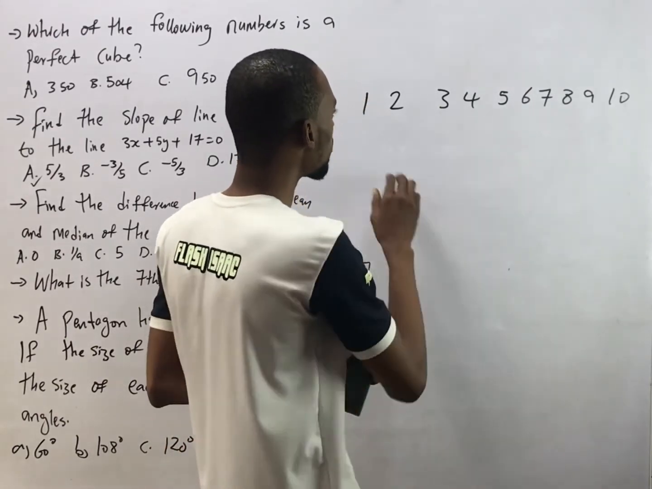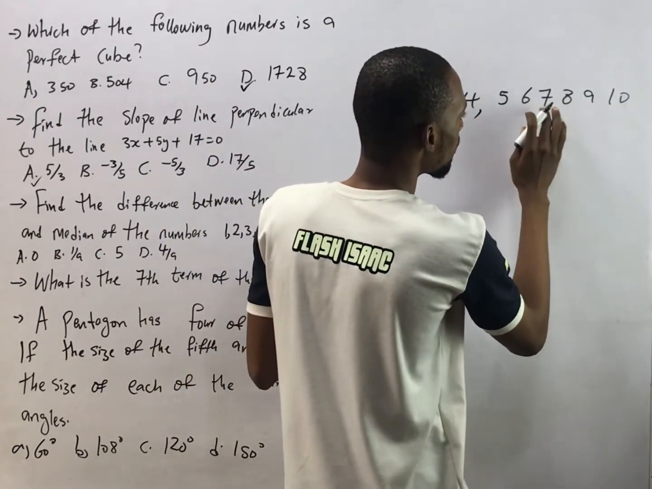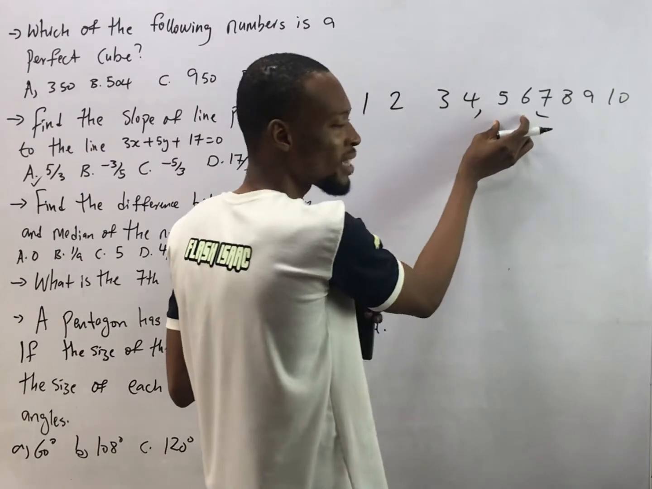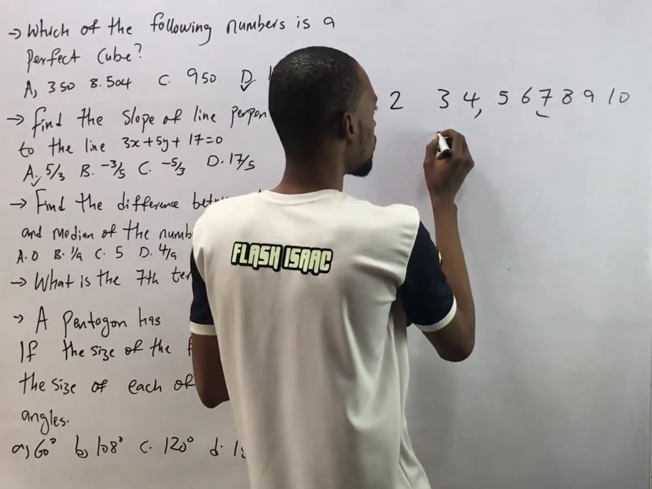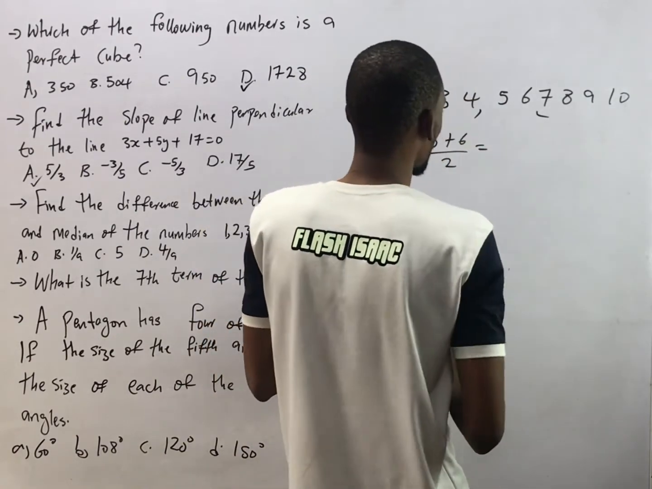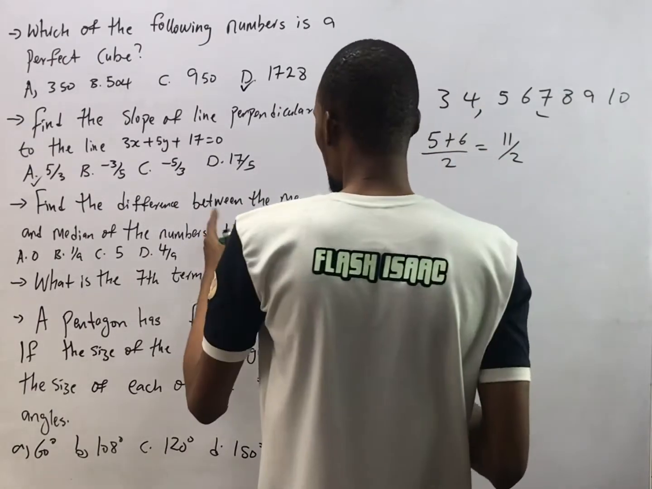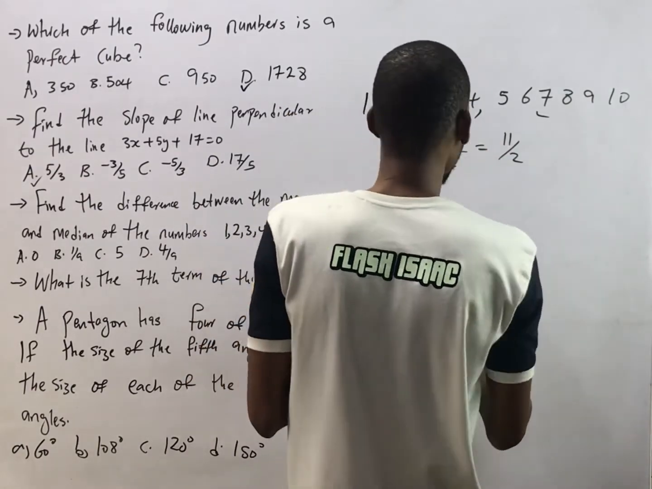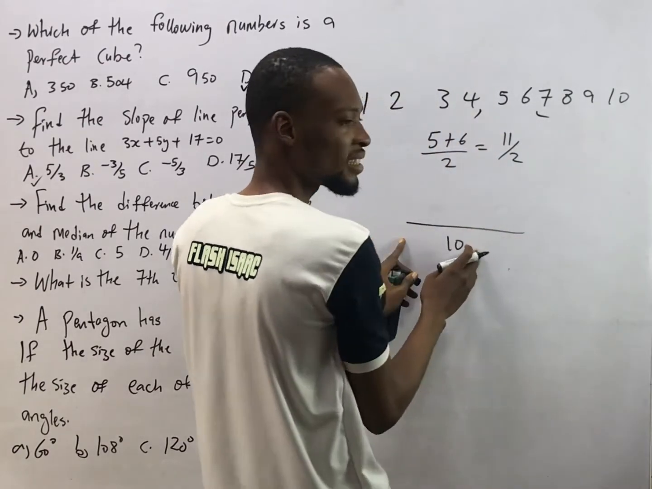So we look for the middle number. 1, 2, 3, 4 from the left, and 1, 2, 3, 4 from the right. So we have two numbers at the middle. To look for the median, we look for the average. So 5 plus 6 over 2 is the median, which is 11 over 2. Now let's look for the mean. The mean is simply adding everything here and dividing by 10.